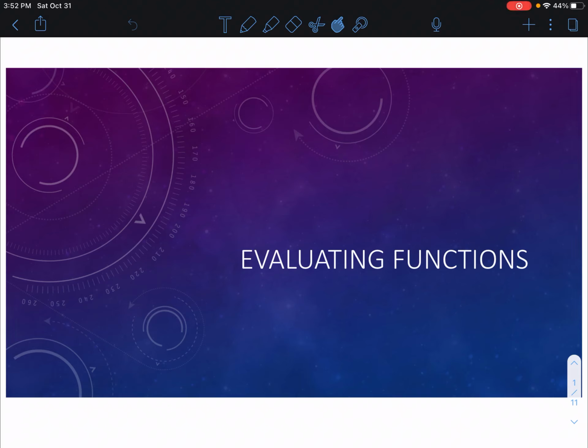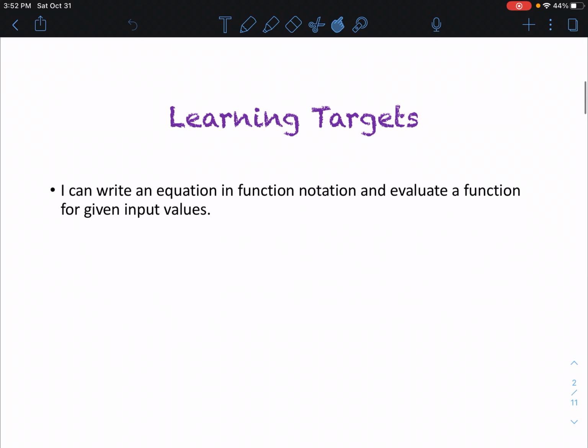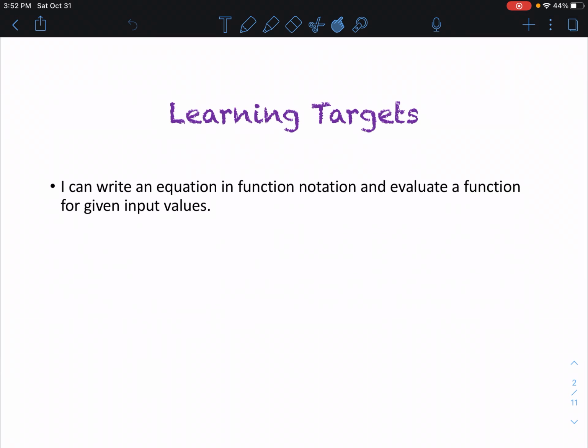All right, so in this lesson, we're going to talk about function notation and how to evaluate a function. Okay, so there are learning targets.